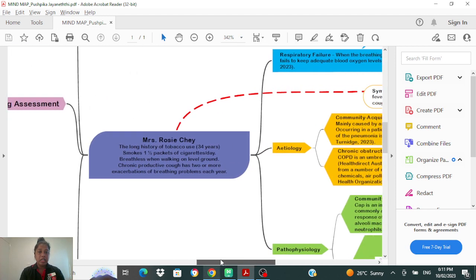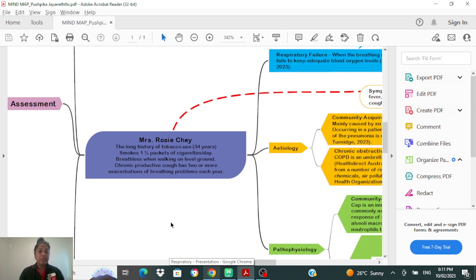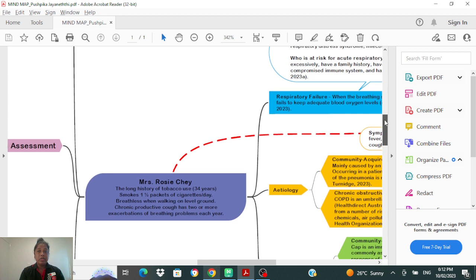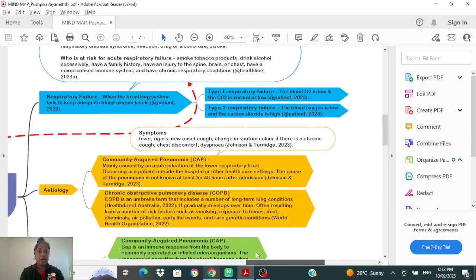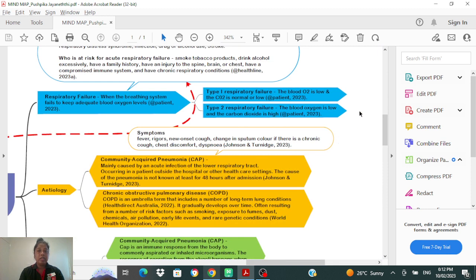I'll quickly tell you the main points: a long history of tobacco use, 34 years, smoking 1.5 packets of cigarettes a day, breathless when walking on level ground, and a chronic productive cough with two or more exacerbations of breathing problems each year. She's diagnosed with respiratory failure. There are two types of respiratory failure. In Type 1, blood oxygen is low and carbon dioxide is normal or low. In Type 2, blood oxygen is low and carbon dioxide is high.